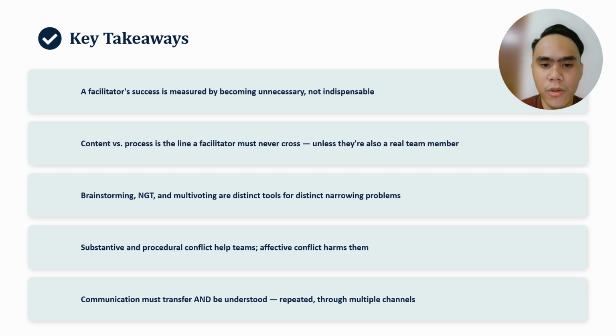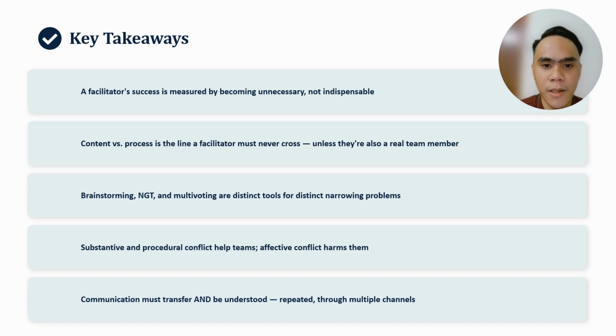Third is brainstorming, nominal group technique, and multi-voting: three distinct tools solving three distinct narrowing problems. Brainstorming generates the raw list, the NGT captures the full preference or ranking in one pass, and multi-voting progressively eliminates close-support options across several rounds. So picking the wrong tool for the situation wastes a team's time.